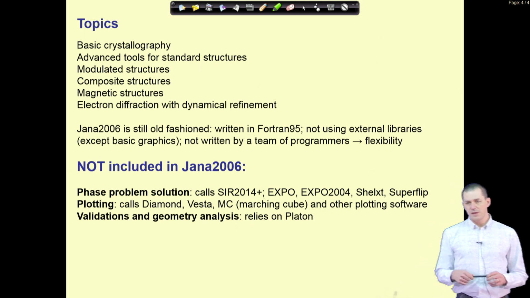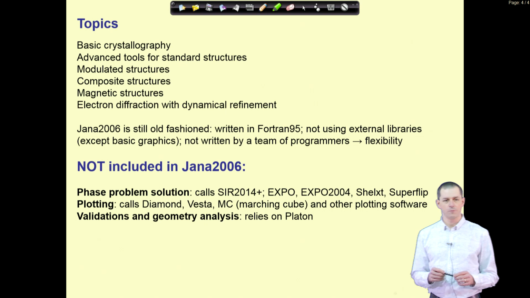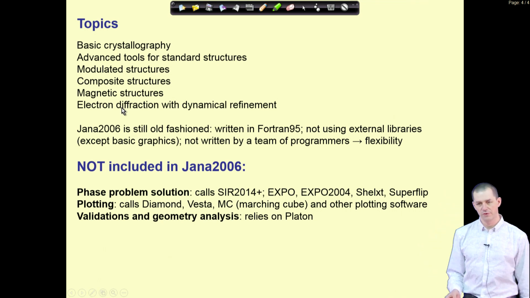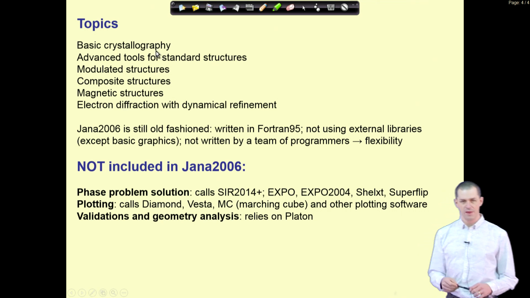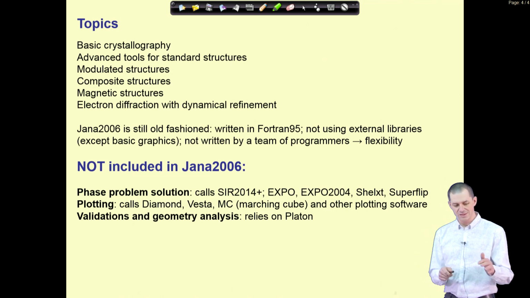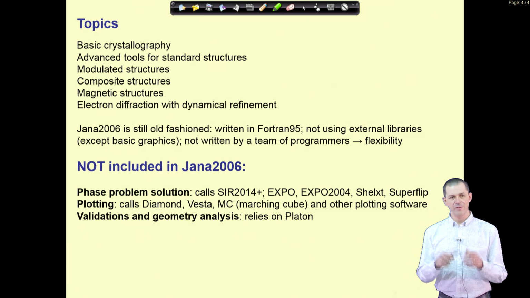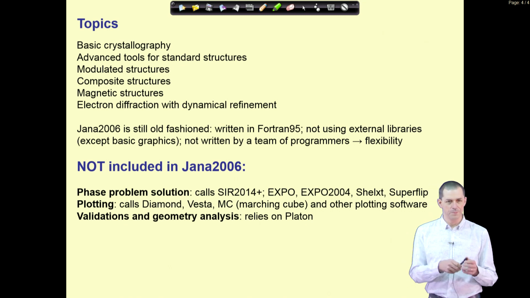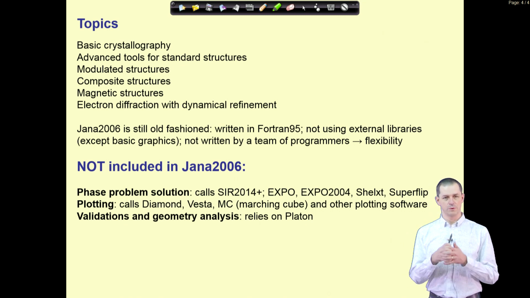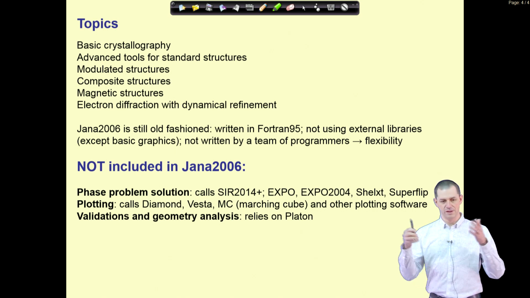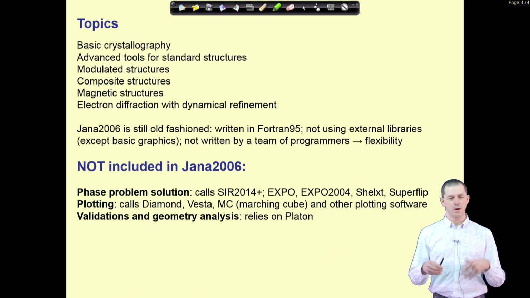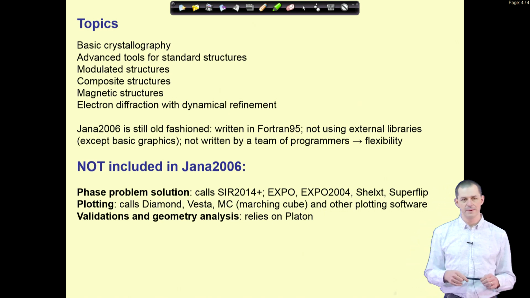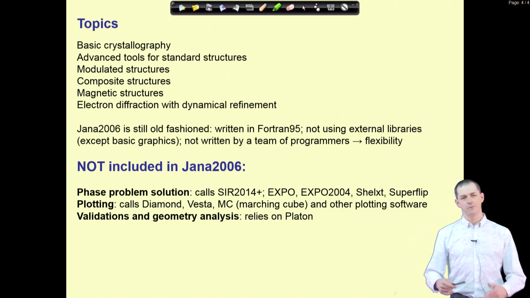So when speaking about features of Jana, you see here the list of features or topics I want to cover, and the first topic is basic crystallography, and this single line covers all the standard crystallography that other systems contain. So whatever you want to do for normal structure solution, data processing, structure refinement, modifying of the model, completing the model, and so on, that's all basic crystallography. And then we have advanced tools for standard structures.